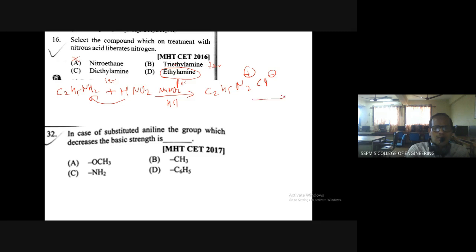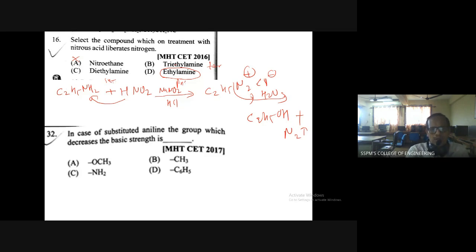Now, when this diazonium compound, C2H5N2Cl, is hydrolyzed, what we have is C2H5OH. So this is ultimately converted to alcohol, and the nitrogen is removed as a gas, N2 gas. And Cl is removed as HCl. So this is the property of a primary amine only. So that is what you should keep in your mind.